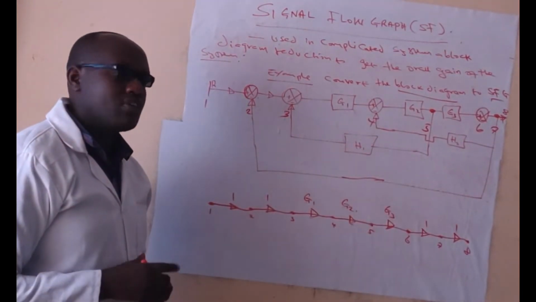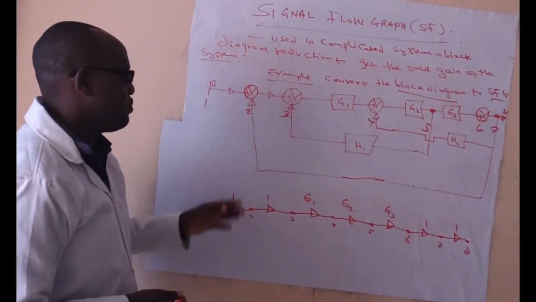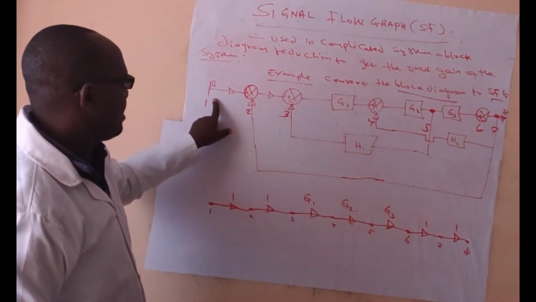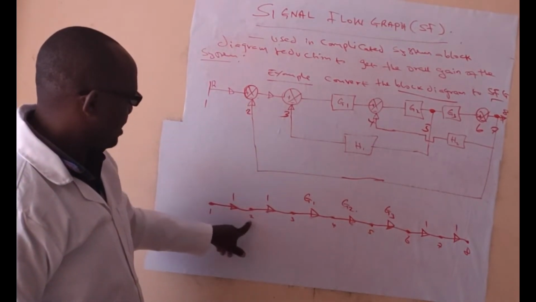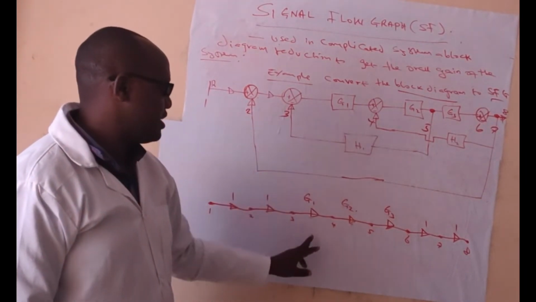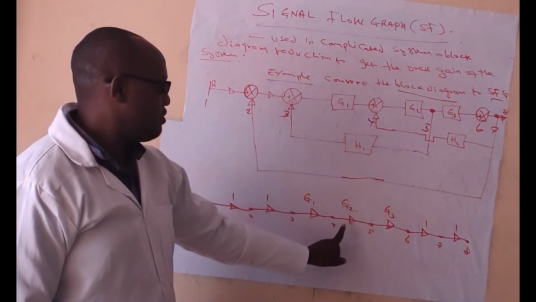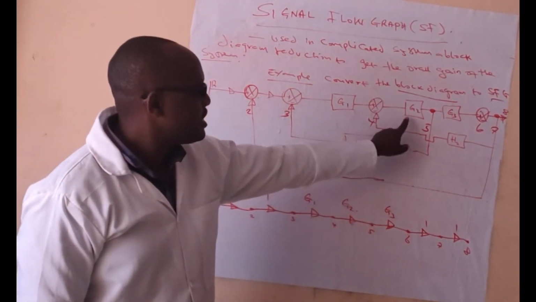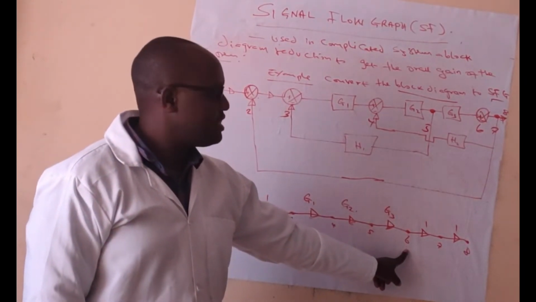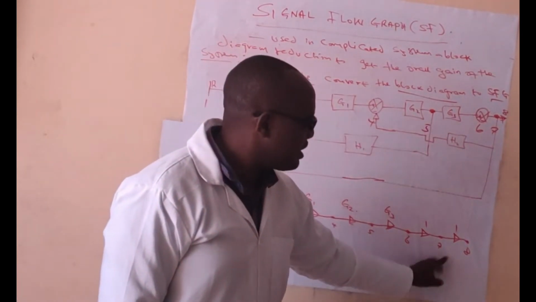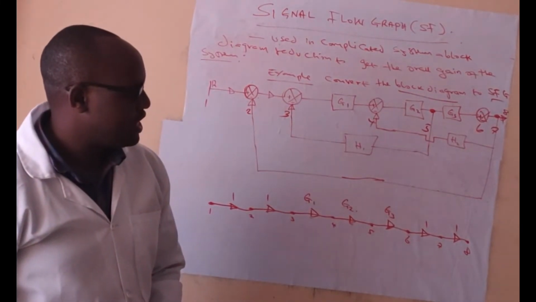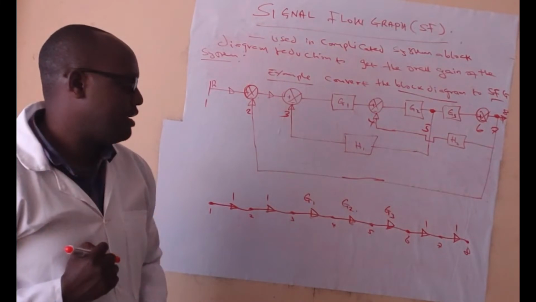That one forms the forward path. So from node 1 the gain is 1, from 2 to 3 the gain is 1, from 3 to 4 the gain is G1, from 4 to 5 the gain is G2, from 5 to 6 the gain is G3, from 6 to 7 the gain is 1, as you can see from the block diagram, and from 7 to 8 the gain is 1.